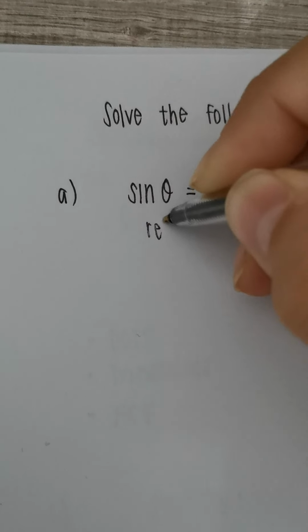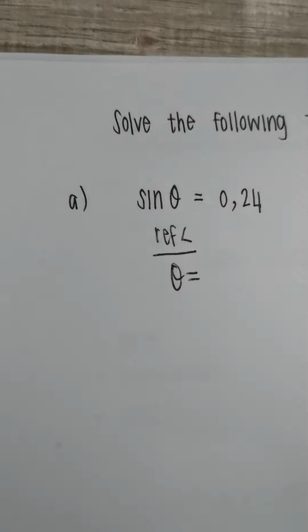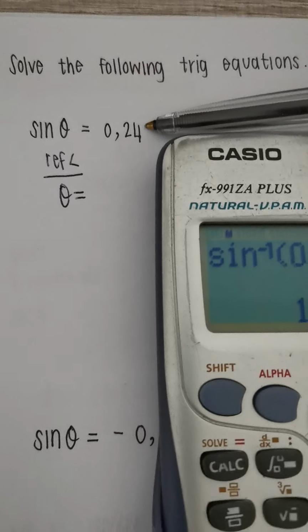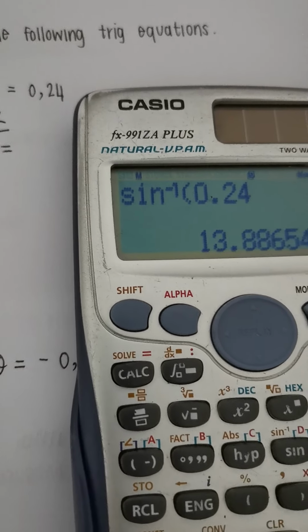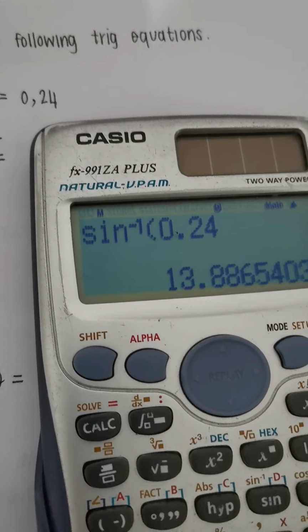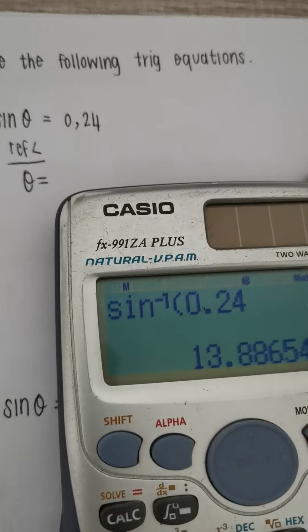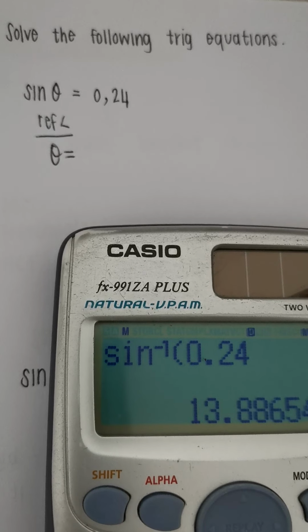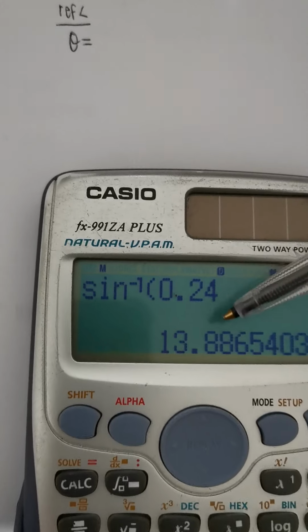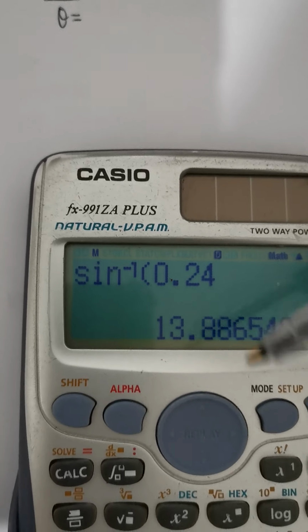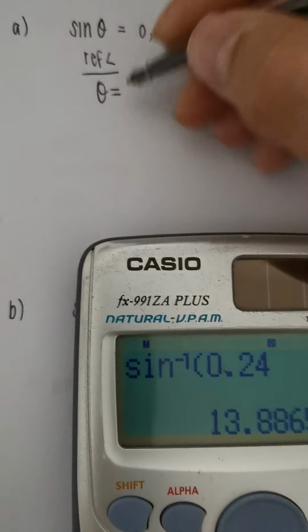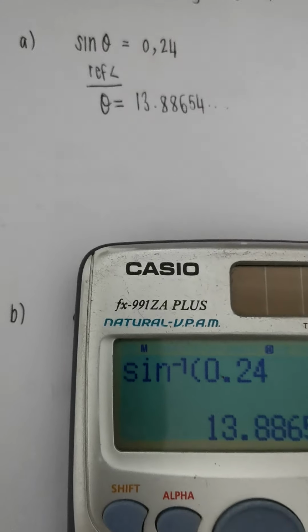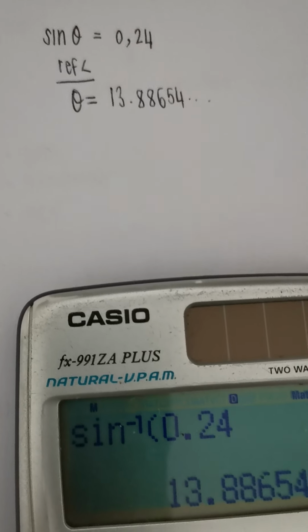Okay, reference angle theta equals. I know it's the exact same number, but you would type it in: shift, sine, 0.24. It gives me 13.388654. Most tests say that we should round off to two decimal places, which is what I'm going to do. My suggestion is, remember, we always round off only in our final answer. So when you're calculating on your calculator, when you're going to subtract and add or anything like that, keep this number as is on your calculator. 13.88654, etc.